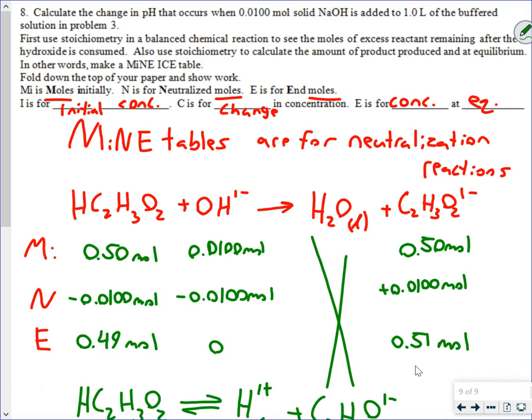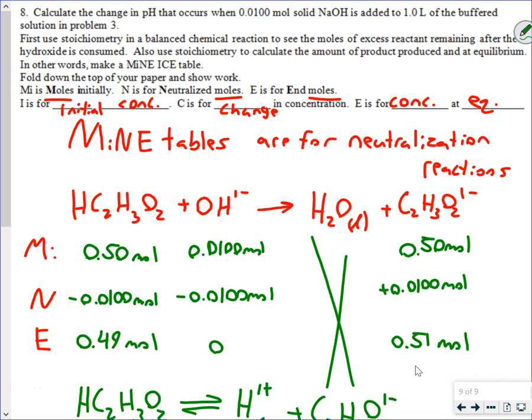So in question number 8, we're going to have an example of how we calculate pH after we've added either some acid or some base to our buffer. Okay, so in number 8, we're going to add 0.01 moles of solid sodium hydroxide to this buffer from problem number 3. In order to calculate how much of this gets neutralized, we're going to use something new. We're going to use what's called a MINE table. MINE stands for moles initial, that's the MI, neutralized moles, which is N, and then end moles, or moles after the neutralization has occurred at the very end.